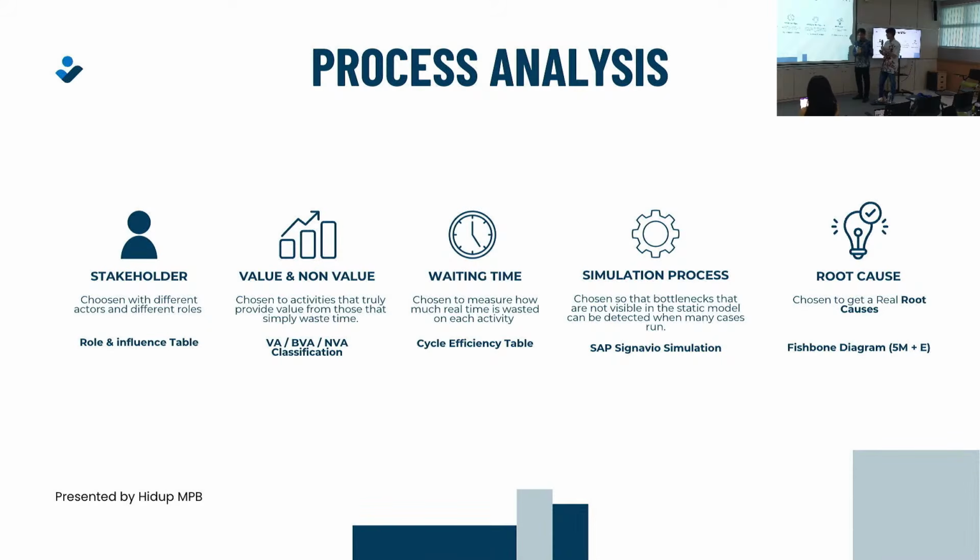Okay, so we use five tools to analyze this process. Firstly, stakeholder mapping. Secondly, value and non-value adding classification. Thirdly, waiting time measurement. And fourthly, process simulation in several scenarios. And the last one is a fishbone diagram to find the real root causes.